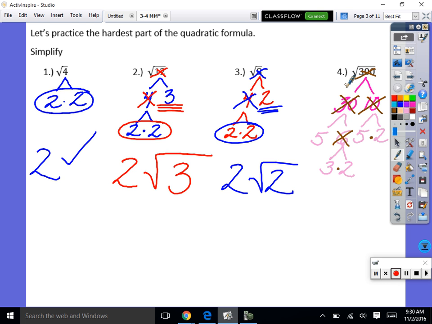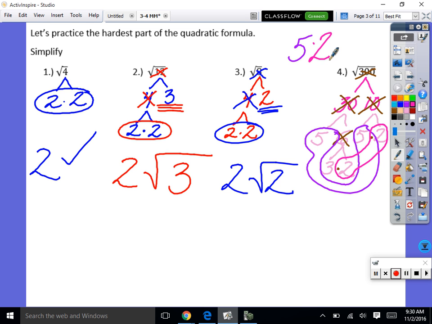So now we're pulling out groups of 2. If there's 2 of them underneath the house, they can leave. So isn't there 2 5s that can leave the house? We'll pull out a 5. Now let's see, don't we have 2 2's that can leave the house? So we're going to pull out a 2. And then left underneath is that 3, because there's not another 3 to pull out. So we have that square root of 3. Is everybody good with that?